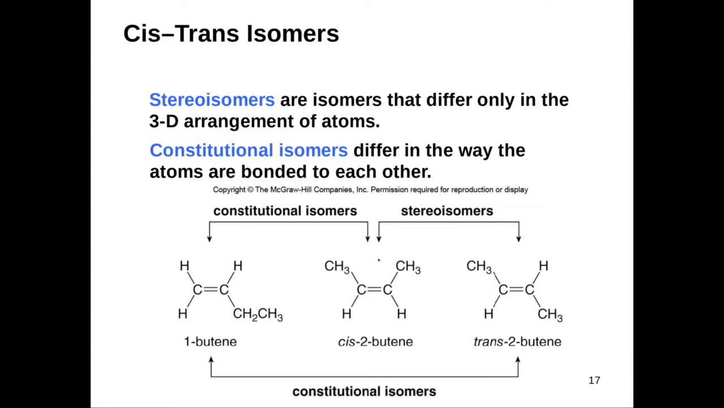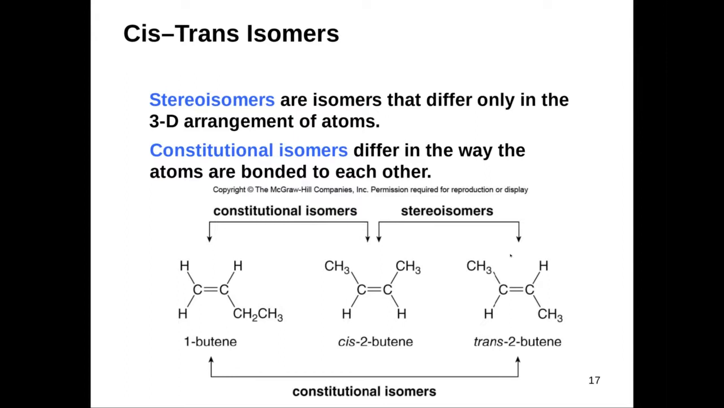Now, in contrast, we have constitutional isomers, where cis-2-butene and trans-2-butene are different from 1-butene, right? Stereoisomers slightly differ in the 3D arrangement. Constitutional isomers differ in the way the atoms are bonded to one another. I don't think I need to point out how different this looks from this, right? Same butene, same chemical formula, different 3D shape, different bonding of molecules, right?